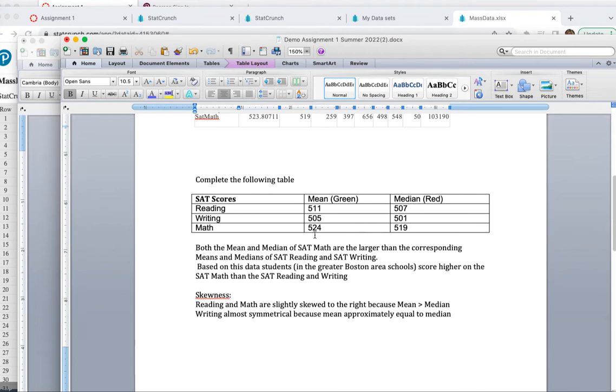medians. Here, for mathematics, the mean is bigger than the median. So what that means is it's skewed to the right because the mean is bigger than the median. The other two have means and medians that are close in value, so they are approximately symmetrical.